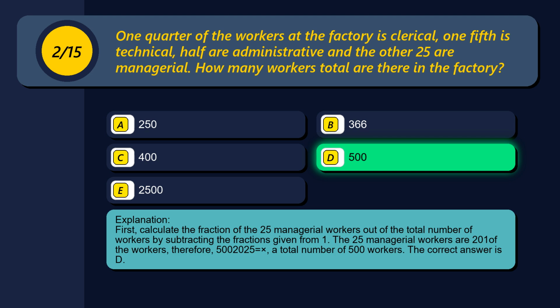First, calculate the fraction of the 25 managerial workers out of the total number of workers by subtracting the fractions given from 1. The 25 managerial workers are 1/20 of the workers, therefore 25 times 20 equals 500 workers total. The correct answer is D.